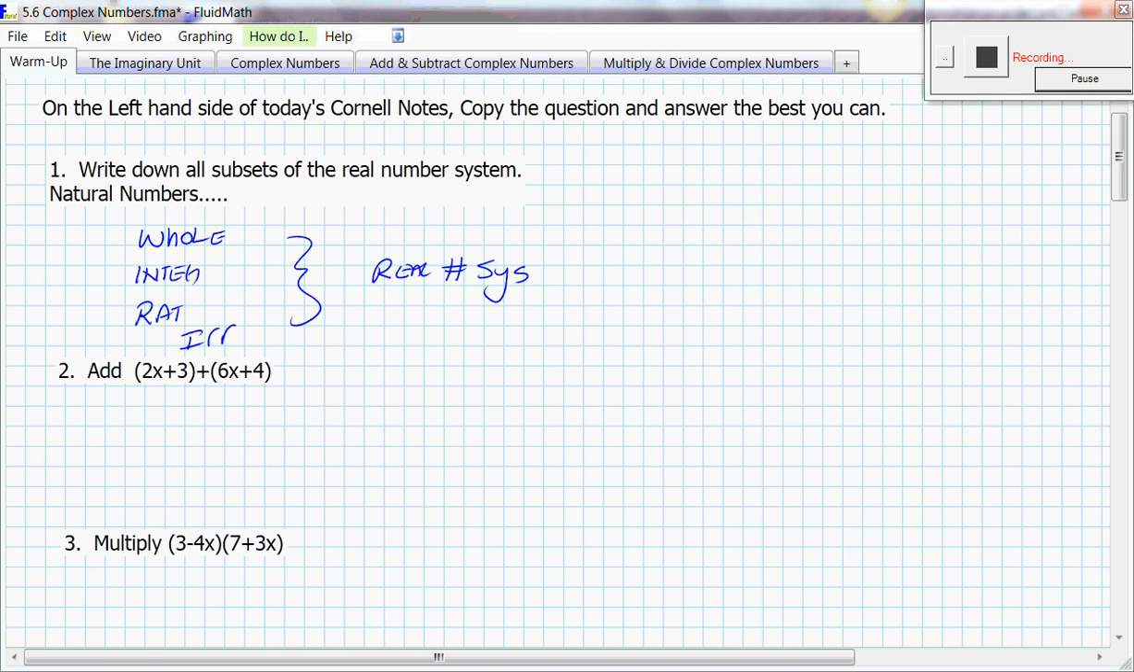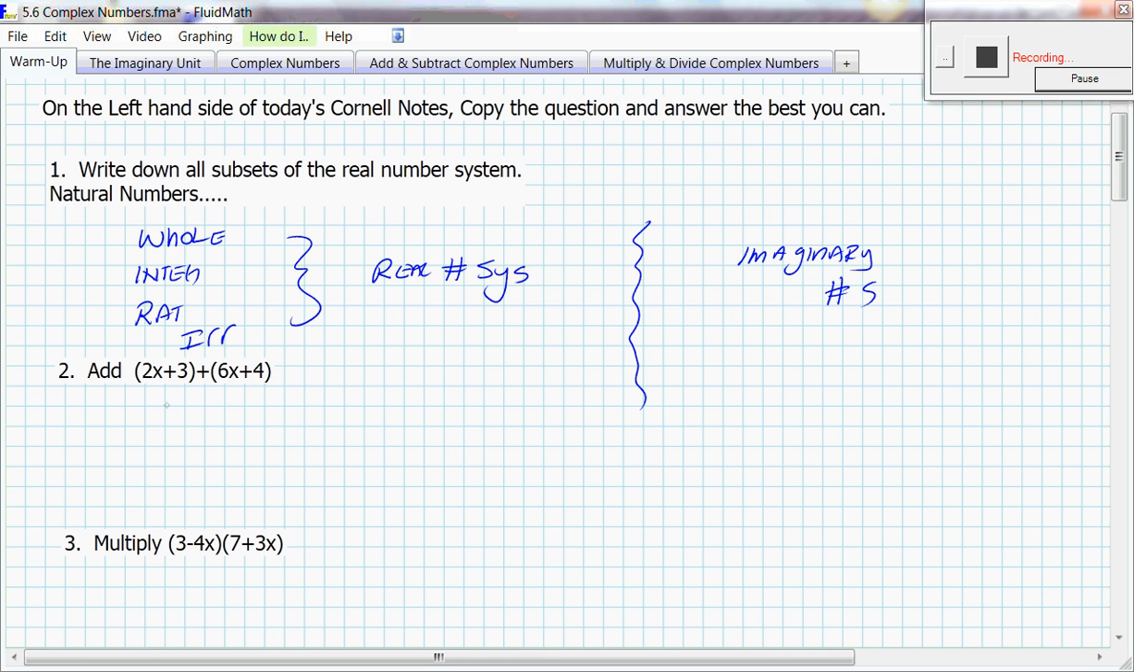That's quite a lot of numbers in there, right? Now, there's this whole other number system called the imaginary number system, which we're going to get to today. So it's like this whole other playing field separated from the real number system.